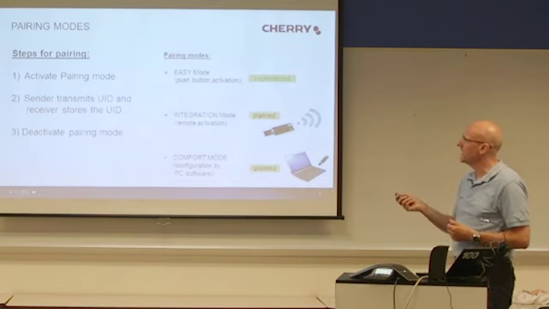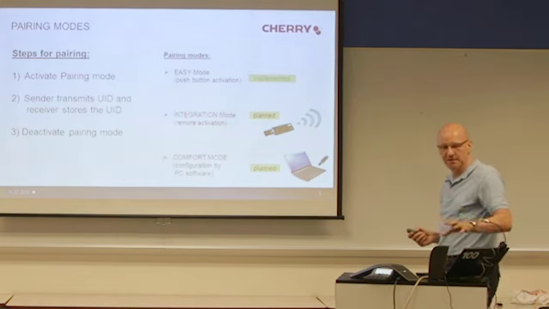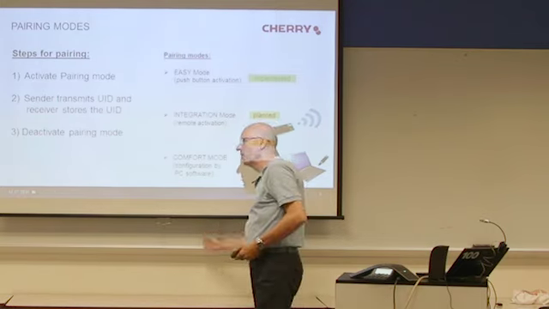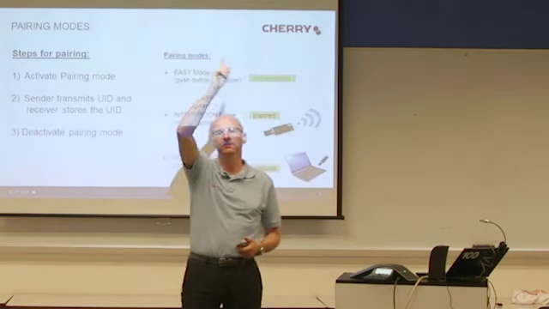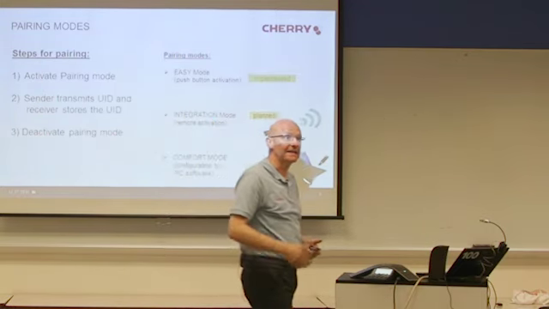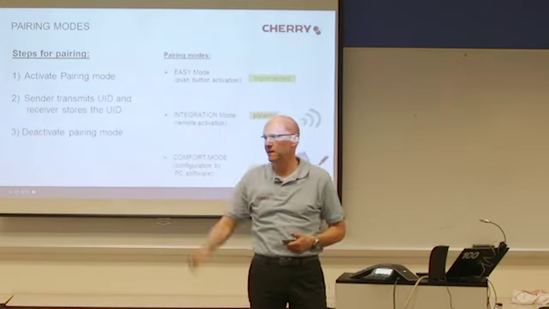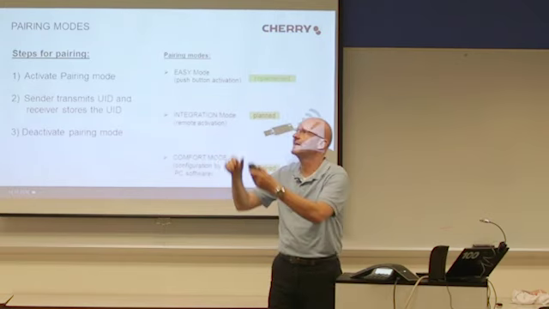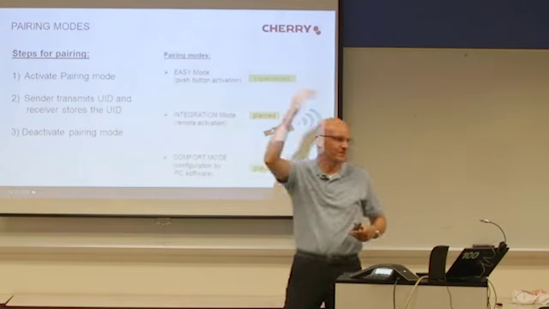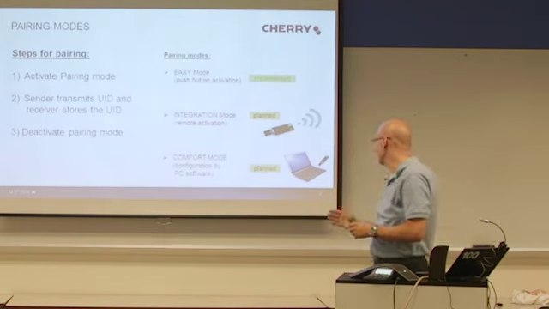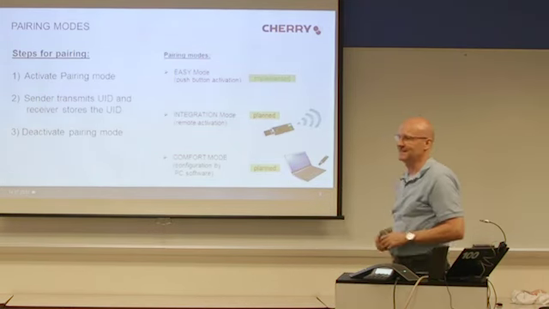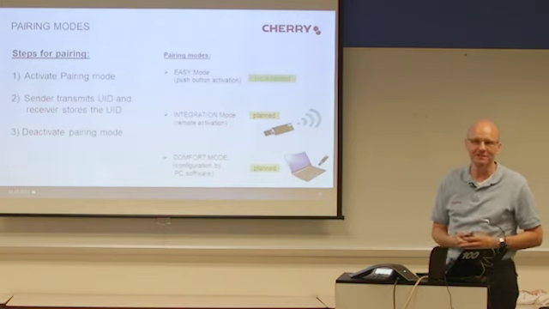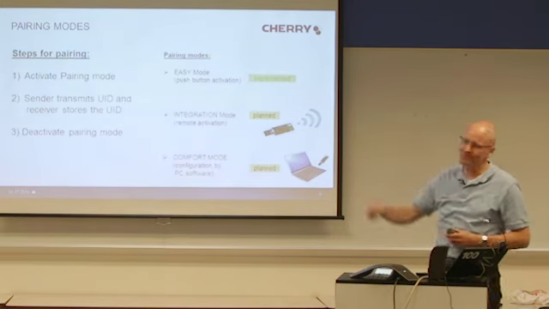But what if I put my receiver behind a wall, or in the ceiling, and I can't go there and press a button, or the effort to go there is very high because I have to screw up the ceiling or the wall? Then I need a possibility to activate the pairing mode on the receiver without touching the receiver.